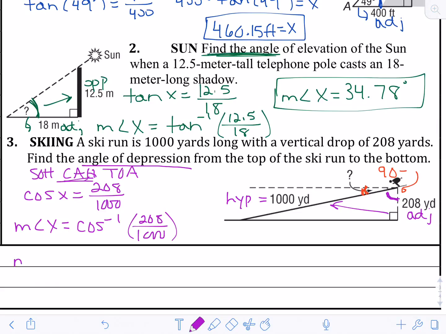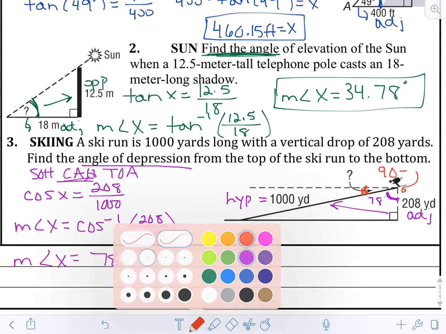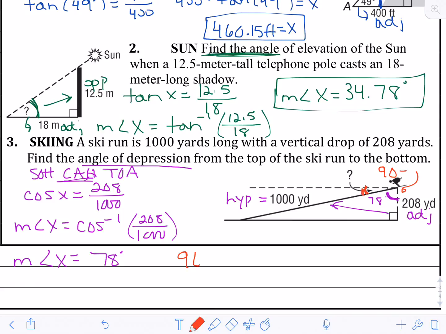When you do this, you'll get the measure of angle x is equal to 78 degrees. Okay, so this purple in here is 78 degrees. That's not your angle of depression. Your angle of depression is going to be whatever you get when you do 90 minus 78 degrees. The reason I say that is because up here this forms that right angle. So 90 minus that 78 will give you 12 degrees. And that's your answer.